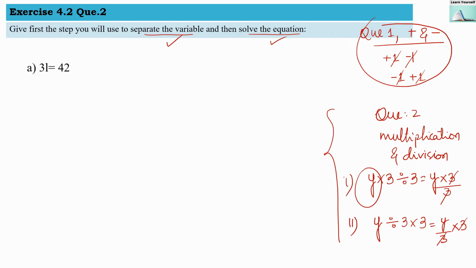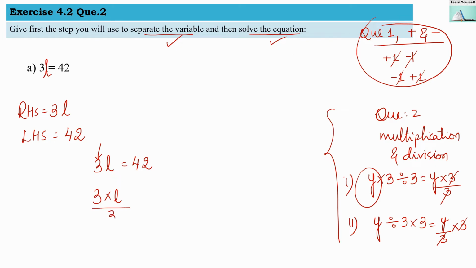Let us solve our first equation, that is 3L equals to 42. So here our LHS is 3L, whereas our RHS is 42. So now to separate the variable from this equation, we have to remove this 3. So how to remove this 3? This is in multiplication. So we can divide this equation on both sides by 3. So here I am going to divide by 3, and on the other side also I am going to divide the equation by 3. So this 3 and this 3 will get cancelled out, and I will get my variable separated here.